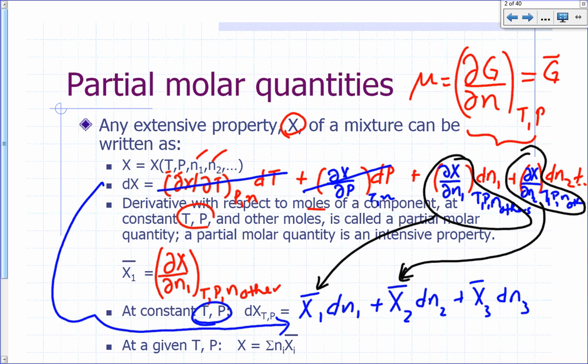Okay, now you can also show that X would just be equal to n1 X1 bar plus n2 X2 bar plus and so on and so forth. We'll illustrate that using something that we can easily visualize, something we're very familiar with, and that's volume. Okay, that's what we're going to do now.